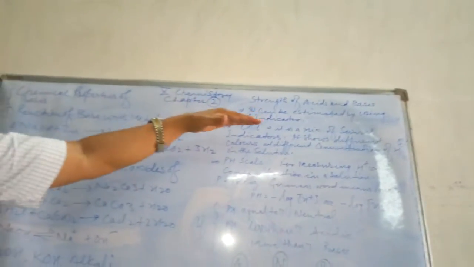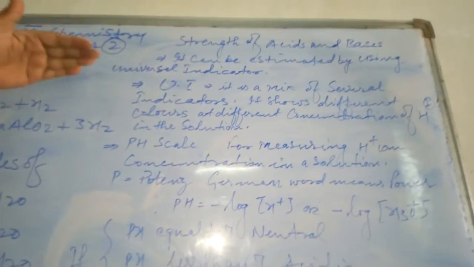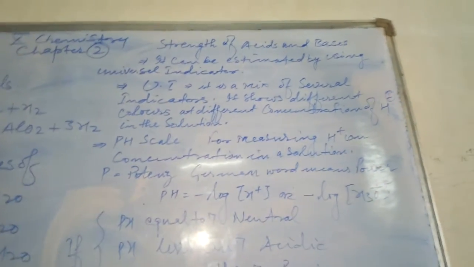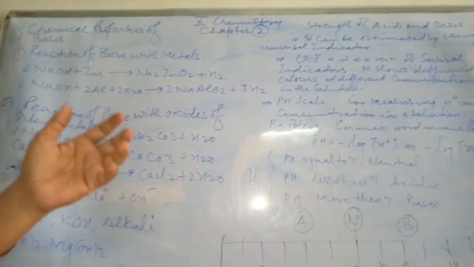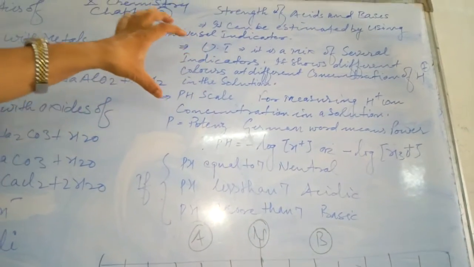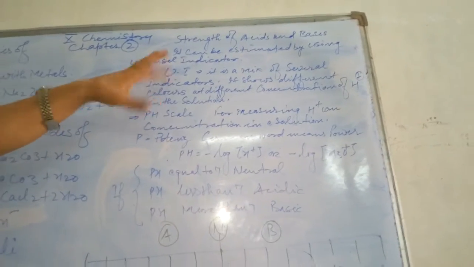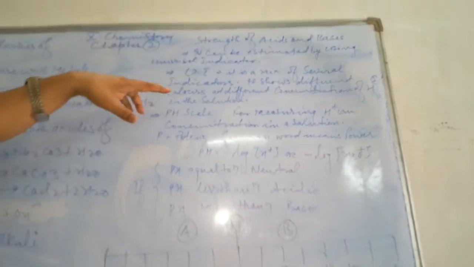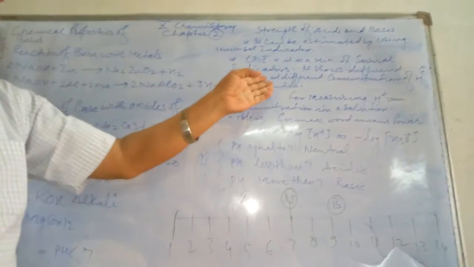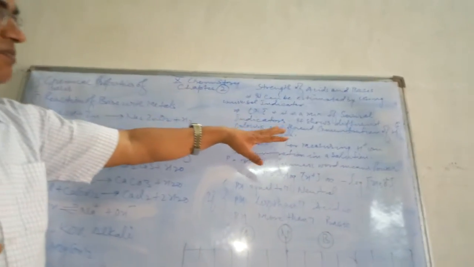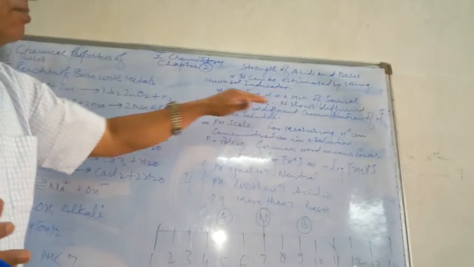It can be estimated by using a universal indicator. Means the strength of acids and bases can be measured by a universal indicator. Now children, the main discussion is this: what is the universal indicator? UI. So at the very first, please go through the detail and learn this topic well. Usually this question is asked in the board examination: define universal indicator, or what do you know about universal indicator? So a universal indicator, at the very first, is a mixture of several indicators.